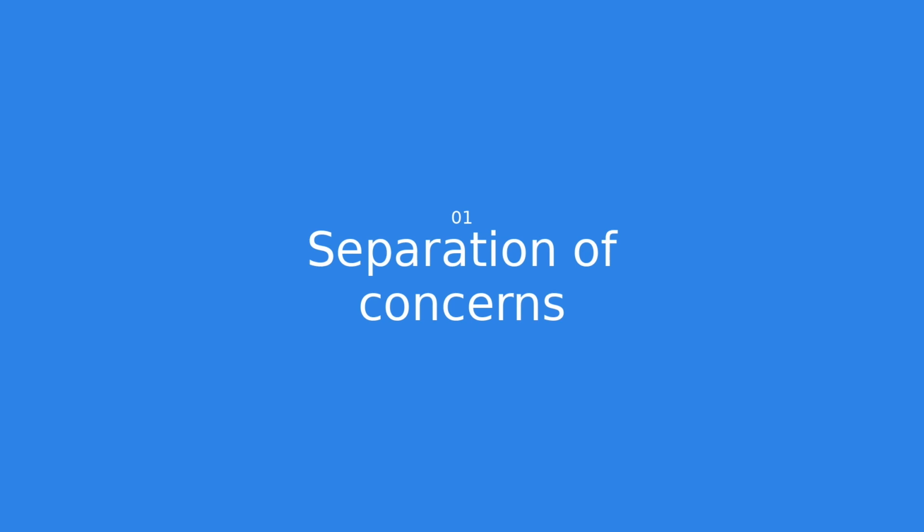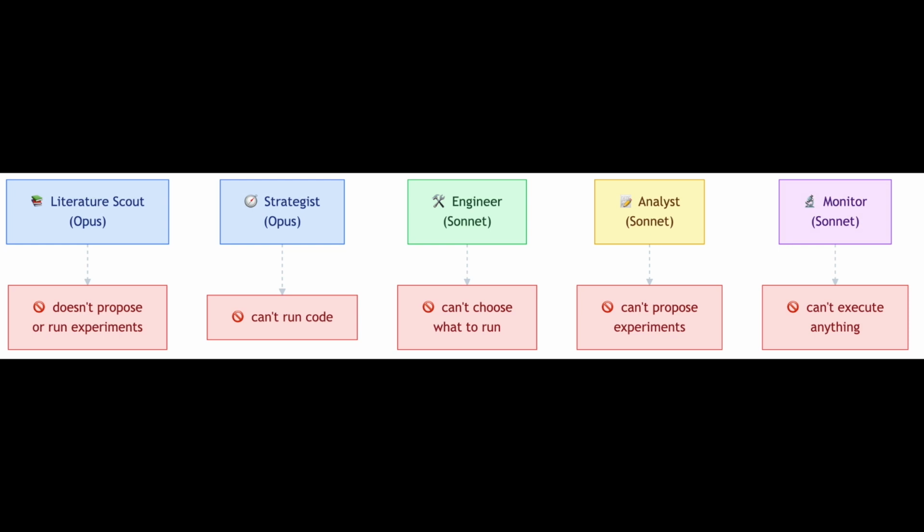Every single one of these files explicitly says you do not do X. That's someone else's job. You tell it what you want it to do and what you don't want it to do. The strategist can't run code. The engineer can't decide what to run. The analyst can't propose experiments. That's what keeps the system sane over a long project.